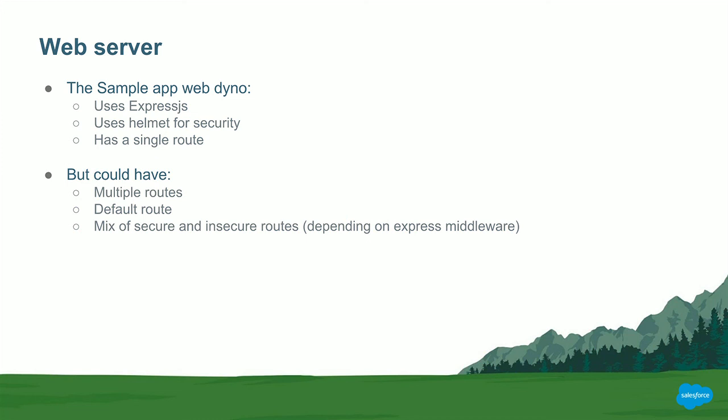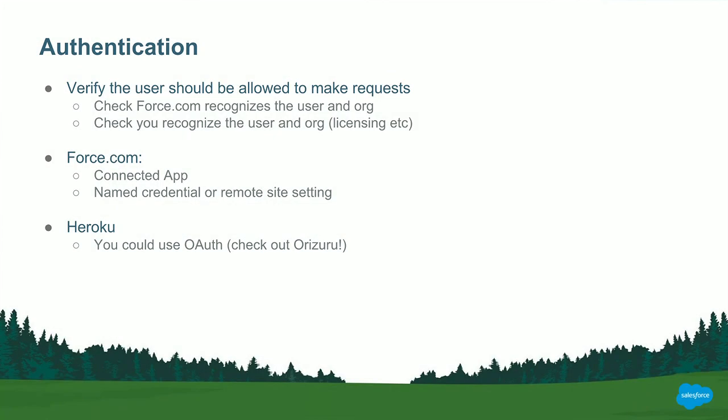It could have a mixture of secure and insecure routes, so we can add different authentication schemes to different routes if we want to. So going on to authentication, to verify that the user should be allowed to make a request, we check force.com recognizes the user and the org. And as I say, the simple way we're doing it is we're just using the session ID to call back. If the session ID is not valid, then the callback will fail, and that'll be our error.